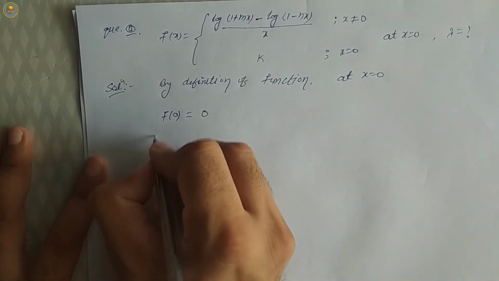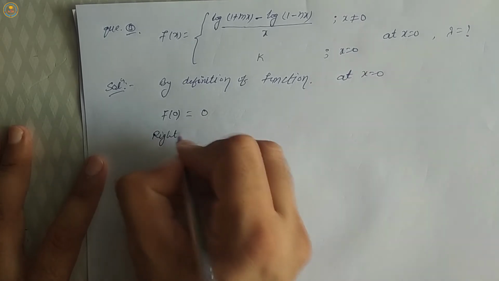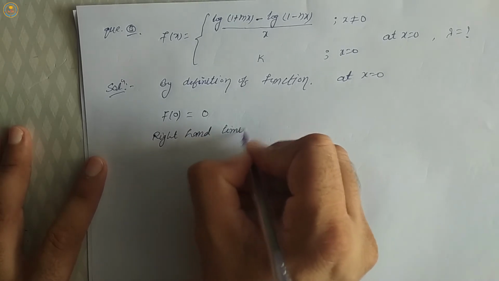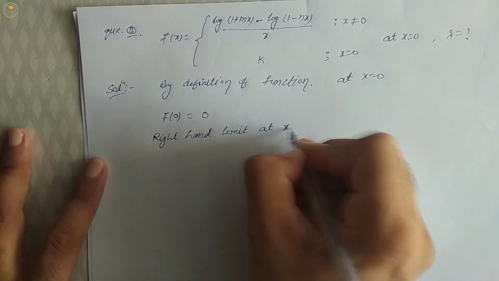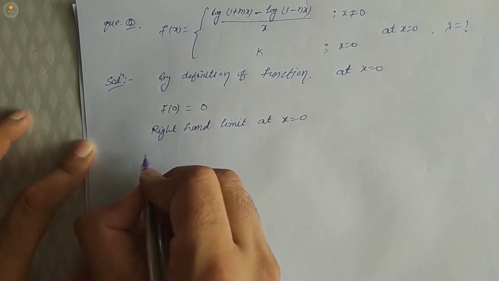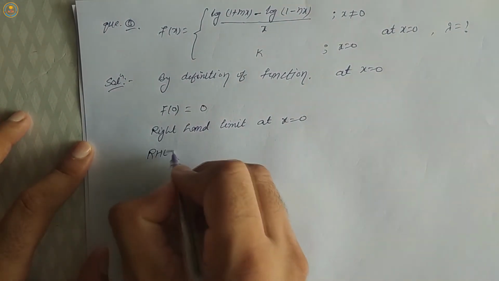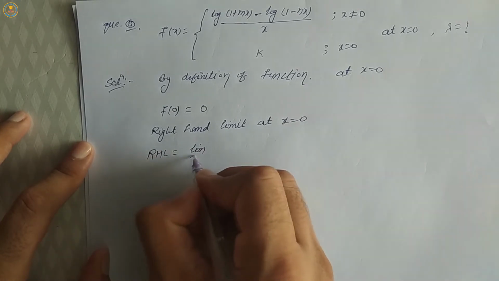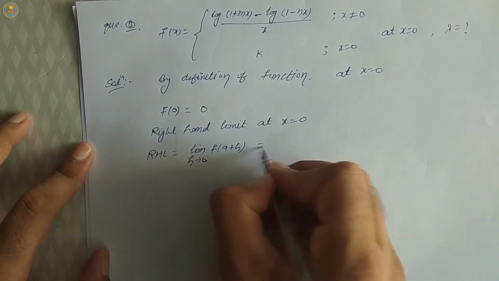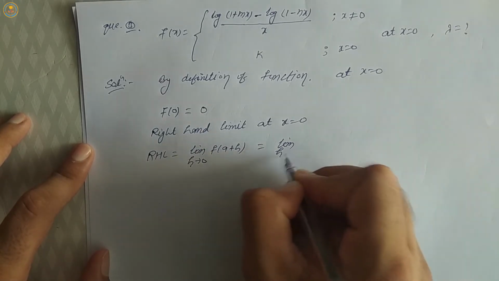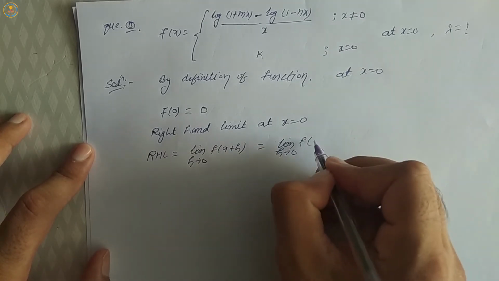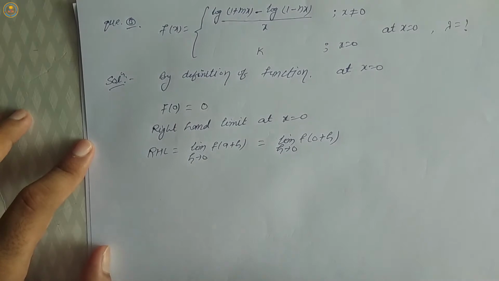Next, write the limit at x is equal to 0. RHL is equal to limit h tends to 0 of f(a plus h), with a equal to 0, that is f(0 plus h).